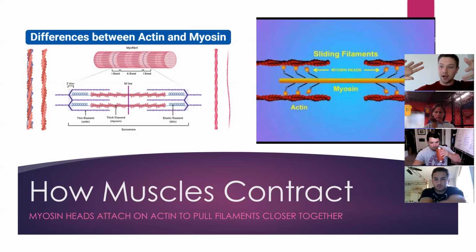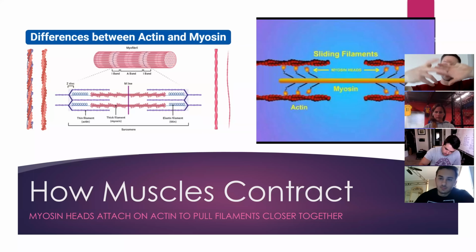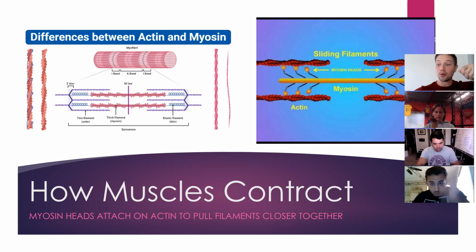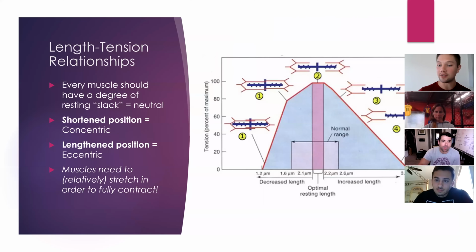So the contraction process, regardless of if the movement is in a straight line, untwists and twists like so. It's helical in nature, so to speak. But in order for us to have leverage to actually create a strong contraction, we have to have a degree of resting slack or neutrality.